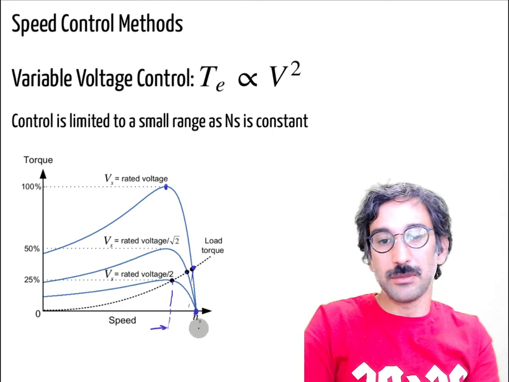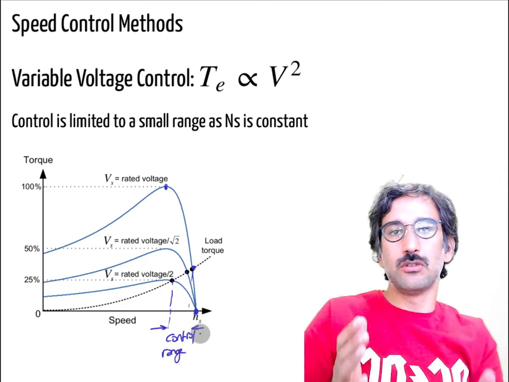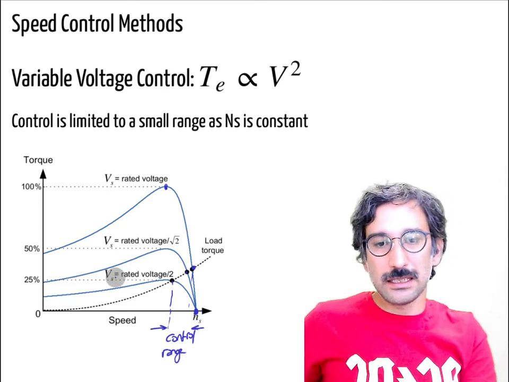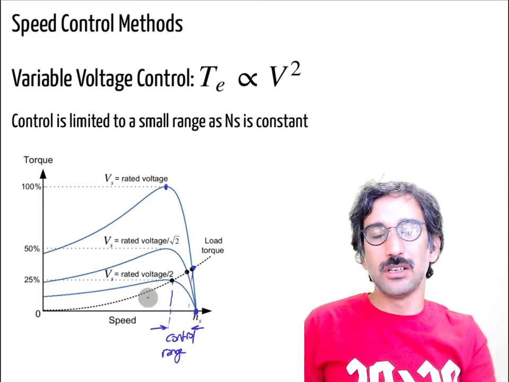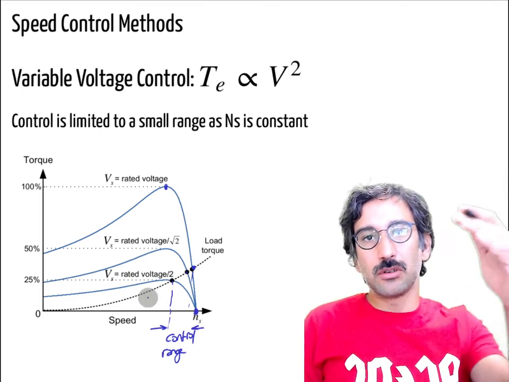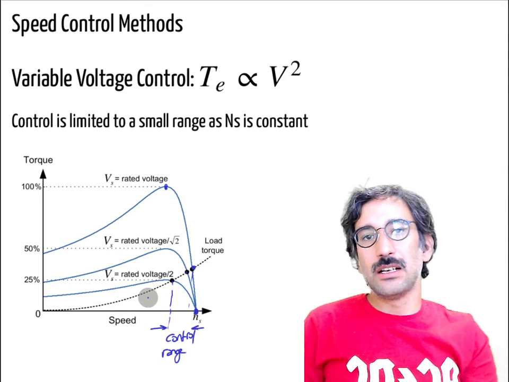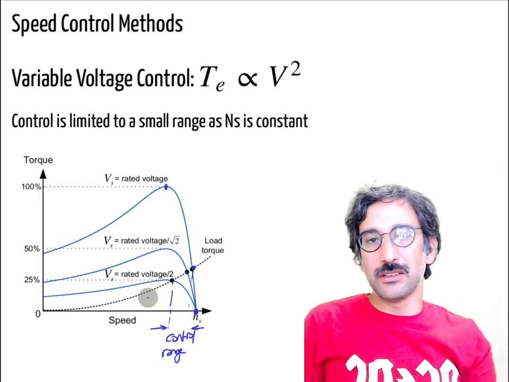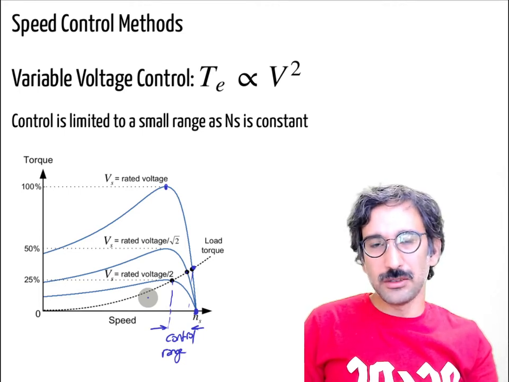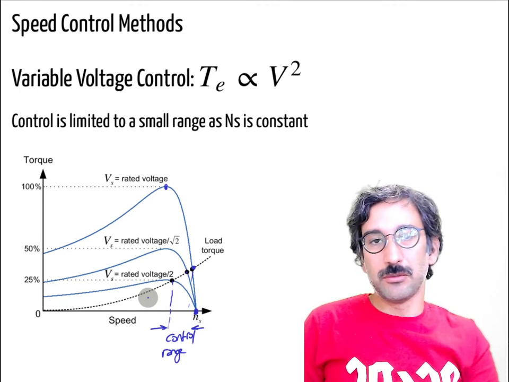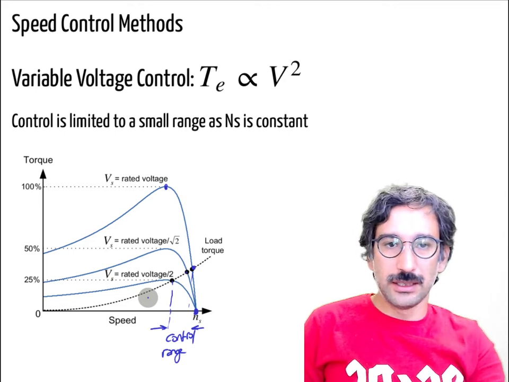So you will have a narrow control range. Again, technically, you can maybe reduce the voltage even more, but then the torque is reducing with the square, and probably you will not generate enough torque to even get over the friction, or the minimum torque required by the system.